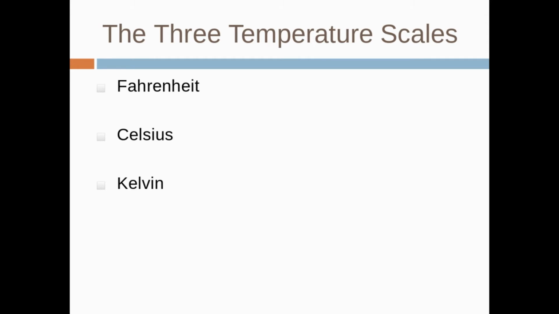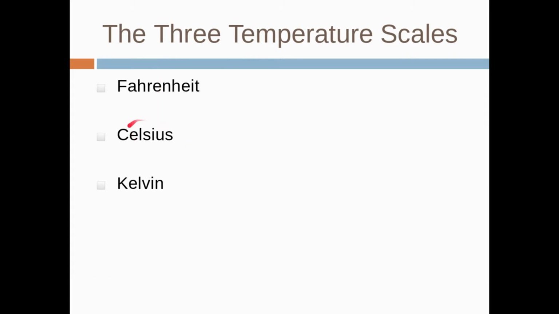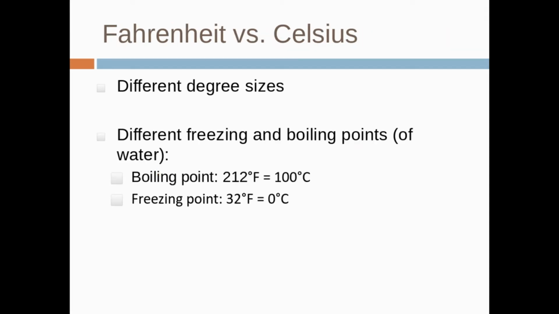So like I said, we have our 3 temperature scales, Fahrenheit, Celsius, and Kelvin. Fahrenheit is what we use day to day in the US. Celsius is typically used in the lab by most scientists, and Kelvin is often used in calculations. So the difference between Fahrenheit and Celsius is pretty large. They are different size degrees. So 1 degree Celsius is not the same size as 1 degree Fahrenheit. So for instance, if the temperature increases by 1 degree Fahrenheit, it does not increase by 1 degree Celsius.